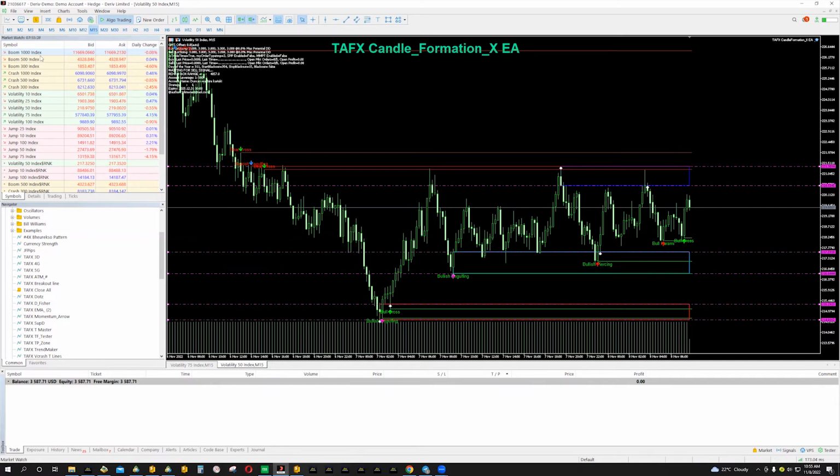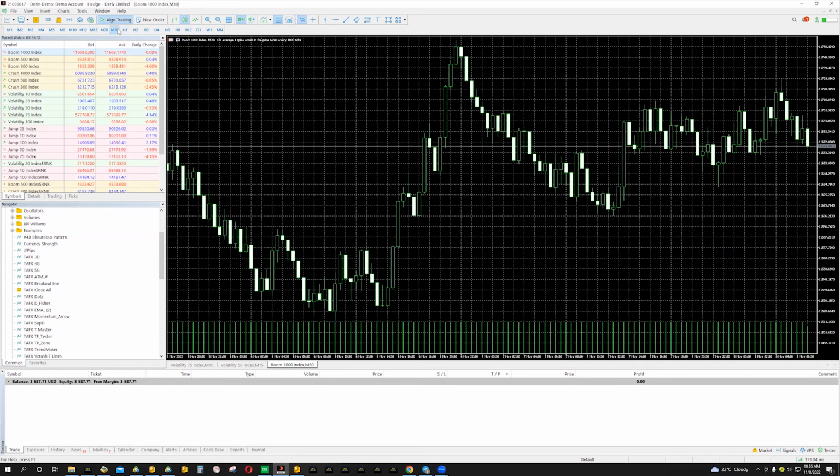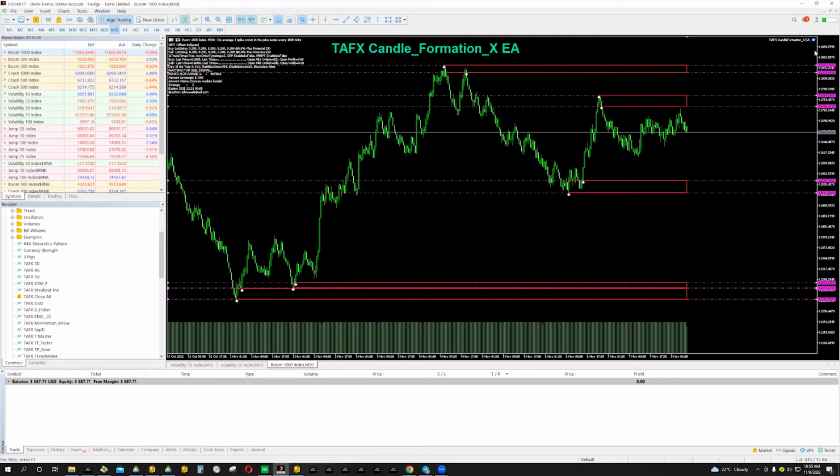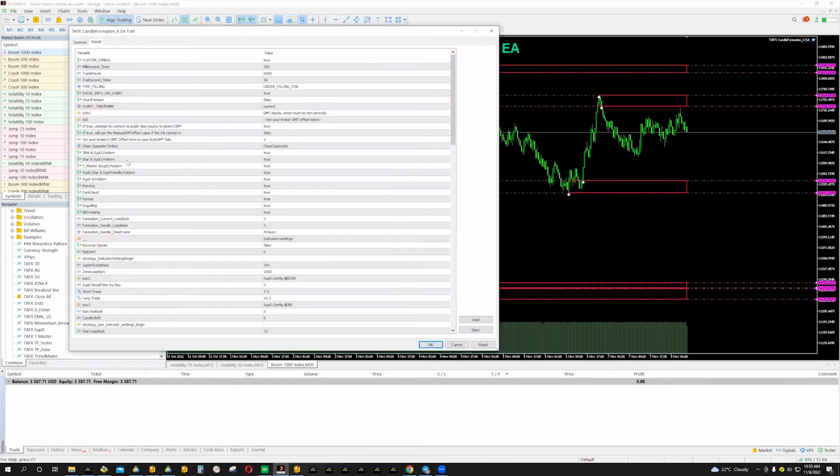So this tells me, if now, let's say for instance, I want to work in minute 30, you just go to minute 30, go to template and attach our TFX candle formation EA. So this tells you if there is a buy candlestick in 4 hours, it will be looking for buy. And for this buy, we must have a support. So we have different strategies or different EAs.